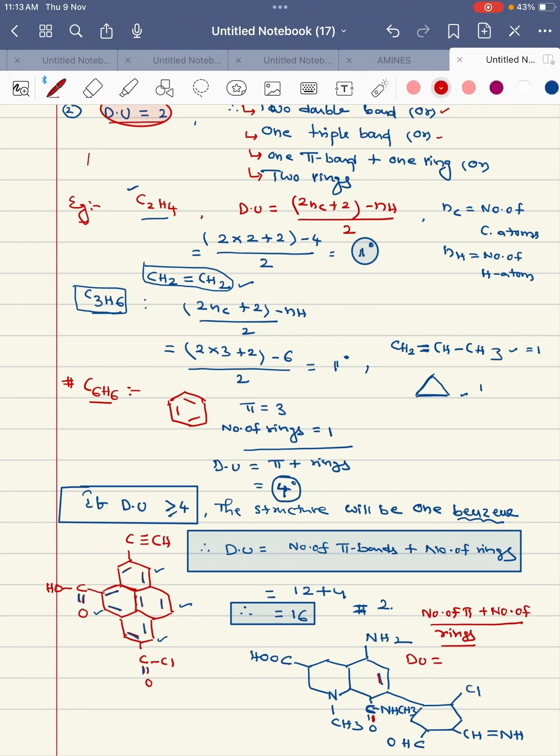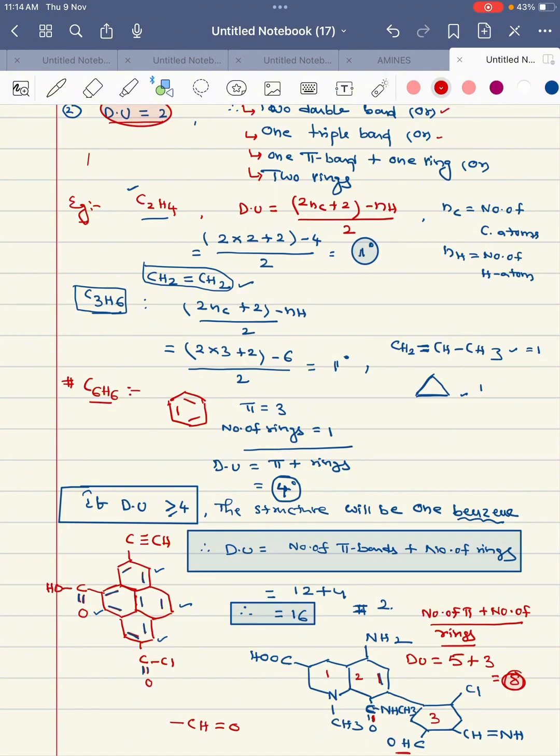The carboxylic group will be written as C double bonded O and OH. So here 1, 2, here also 1, 3. The CHO group will be written like this also, CH double bonded O. So here also 1, 2, this is 3, 4, it is 5. The number of pi bonds is equal to 5. The number of rings: it is 1, it is 2, it is 3. So the total number of rings is equal to 3. So DU is equal to 4, 5 plus 3 rings as counted.